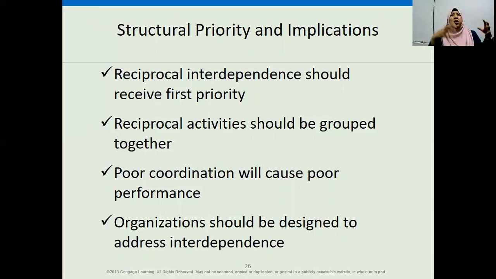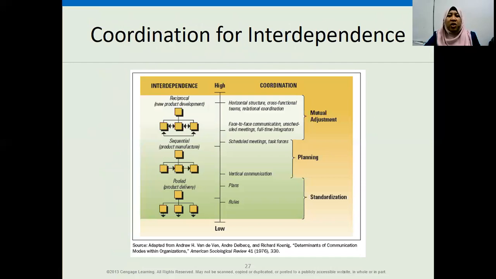Like I said just now, in order to make a car, every single compartment and every single function feature has to be interrelated and perform well. When they have low interdependence, meaning they can do the work separately. This is the coordination for interdependence. Maybe you can see this, all right?